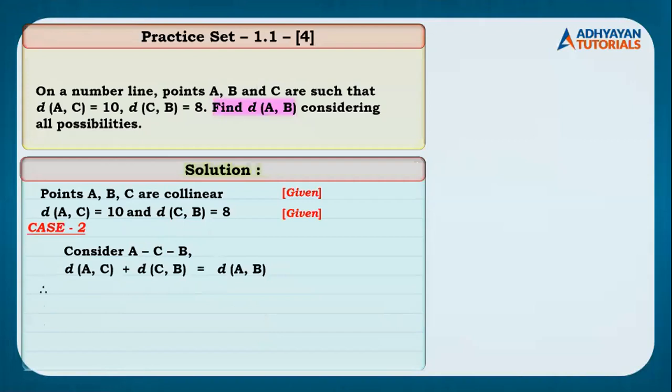Distance AC का value, children, is 10. Distance CB का value is 8. So distance AB definitely has to be 18. I hope many of you would have got this, right? तो जो बच्चों ने नहीं किया है अभी तक, you may copy this. I'll give you a minute, 30 seconds to be precise.